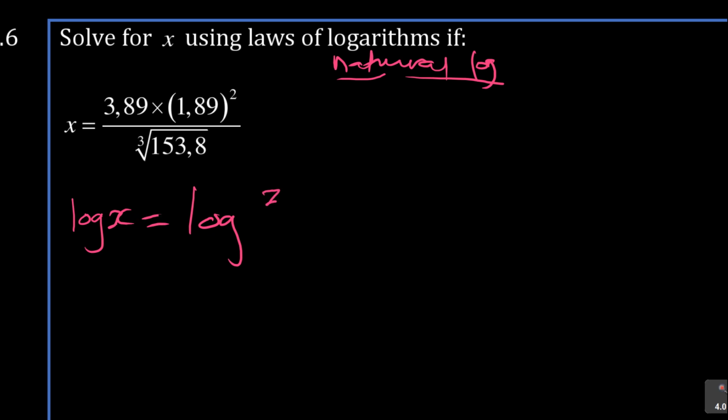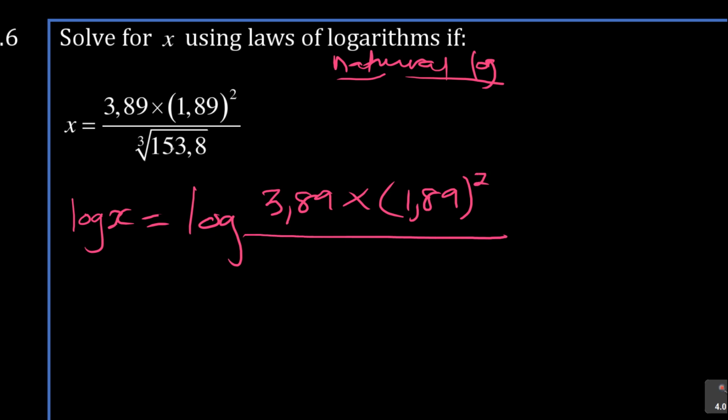So you put 3,89 times, put a bracket, 1,89. You put your squared as is. Then here you must automatically convert that so that you don't waste time. Cube root, I told you, put a bracket, it's 153,8 to the power of 1 over 3 as an exponent. That is the best way to do that. Then from there you just put logs. You see, I just put logs on the left and log on the right.